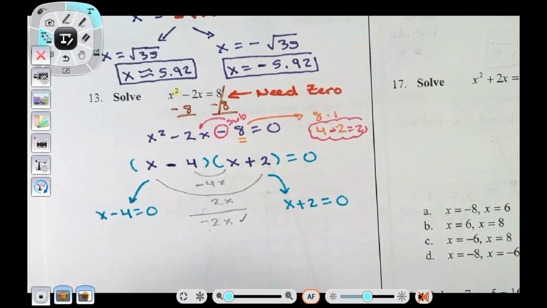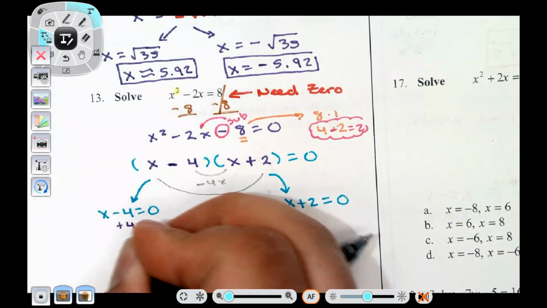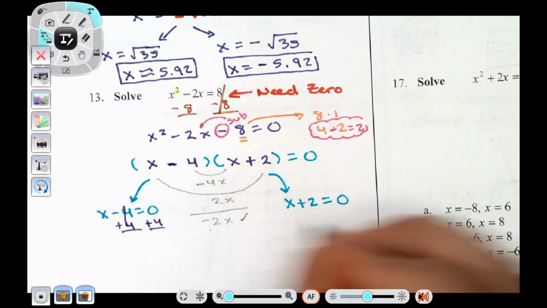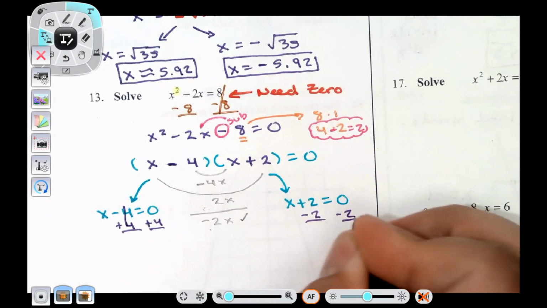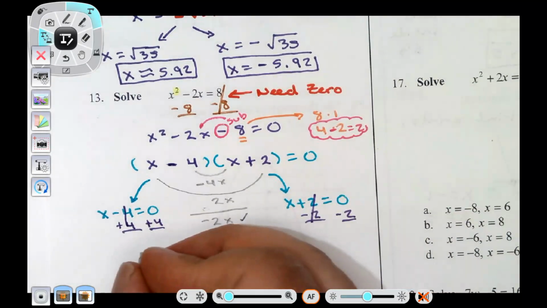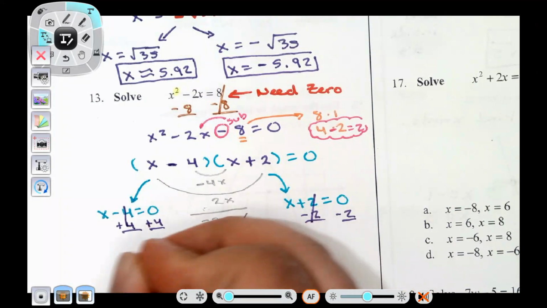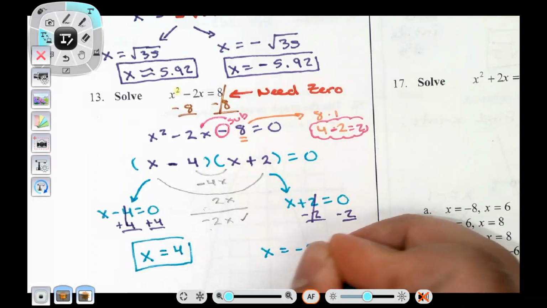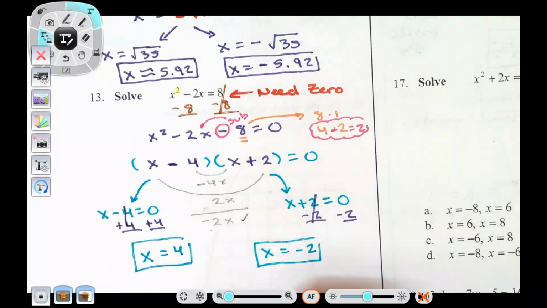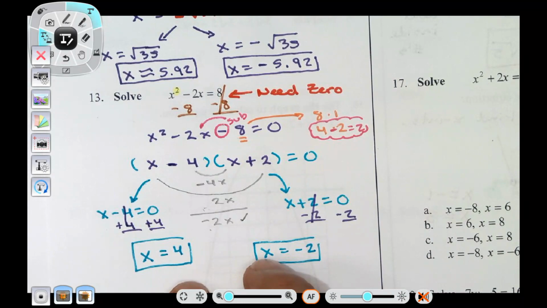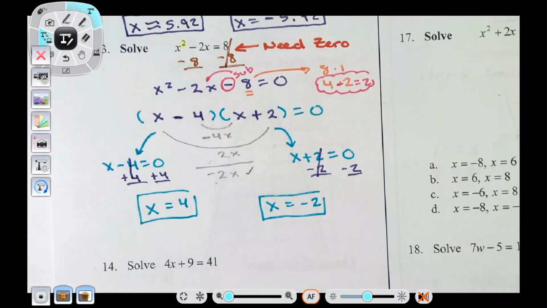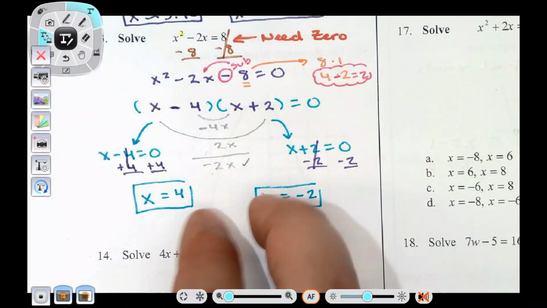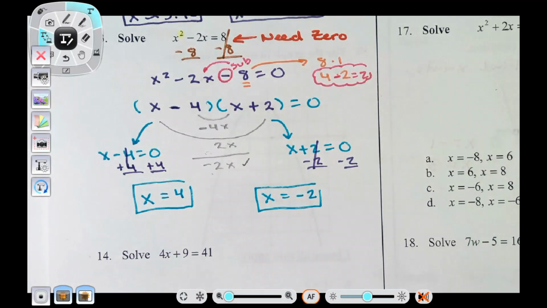And now just with a little solving here, look at that, add 4, right? Basics. Subtract 2 from both sides. Then I get my answer: x is equal to positive 4. There's my first answer. And x is equal to negative 2. Remember quadratics: you're going to get two answers, two x-intercepts, two roots. They go by different names, but these are my answers, or my x-intercepts, for this problem.